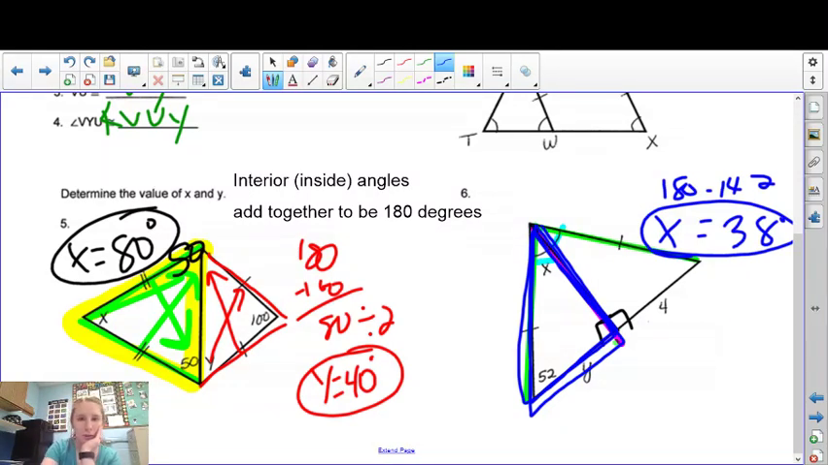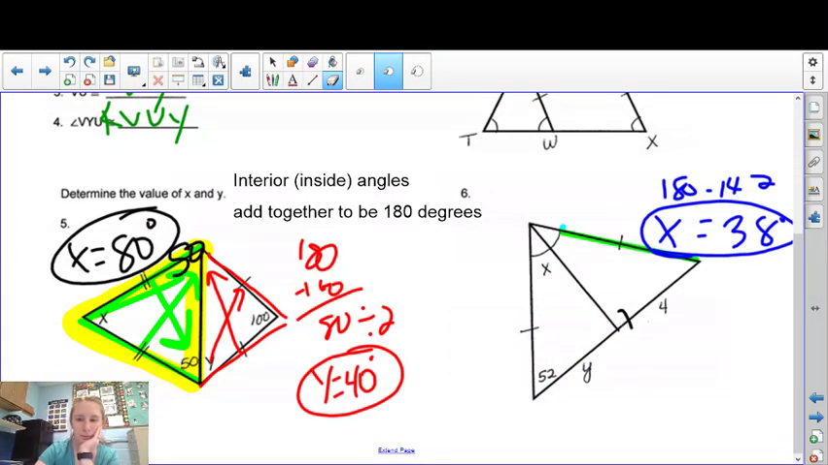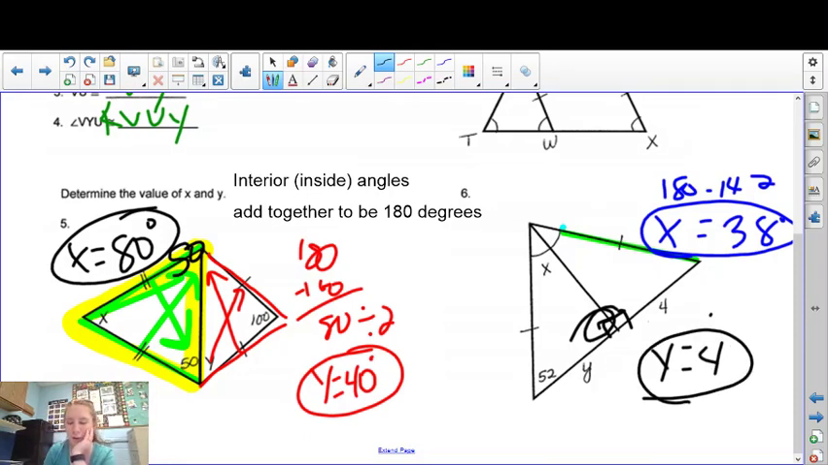Now I'm going to undo some of that blue here. My right angle still stays though. Because he's a perpendicular bisector, I dealt with the perpendicular with the 90. The bisector means that it's equal and cuts it in half. So y has to be 4.